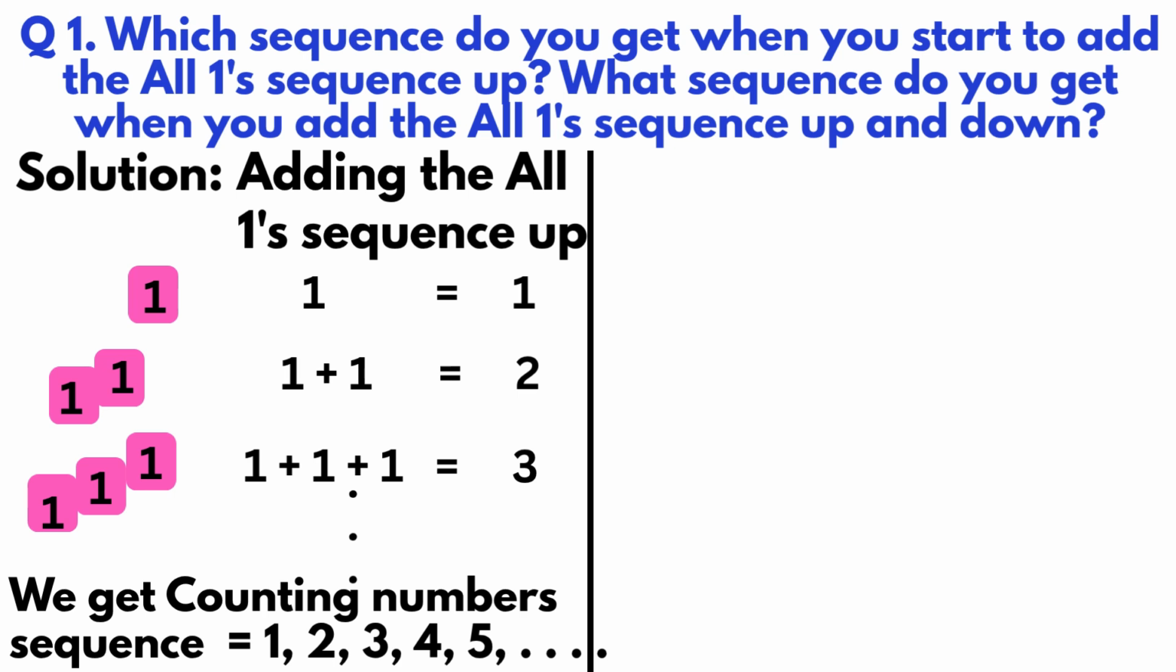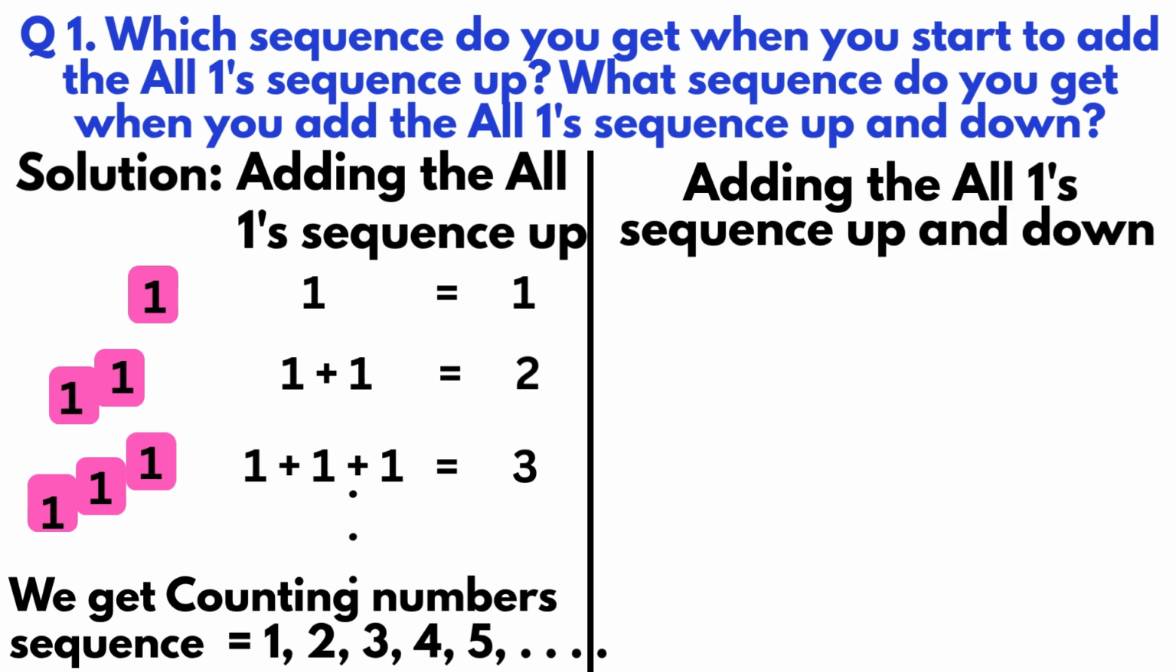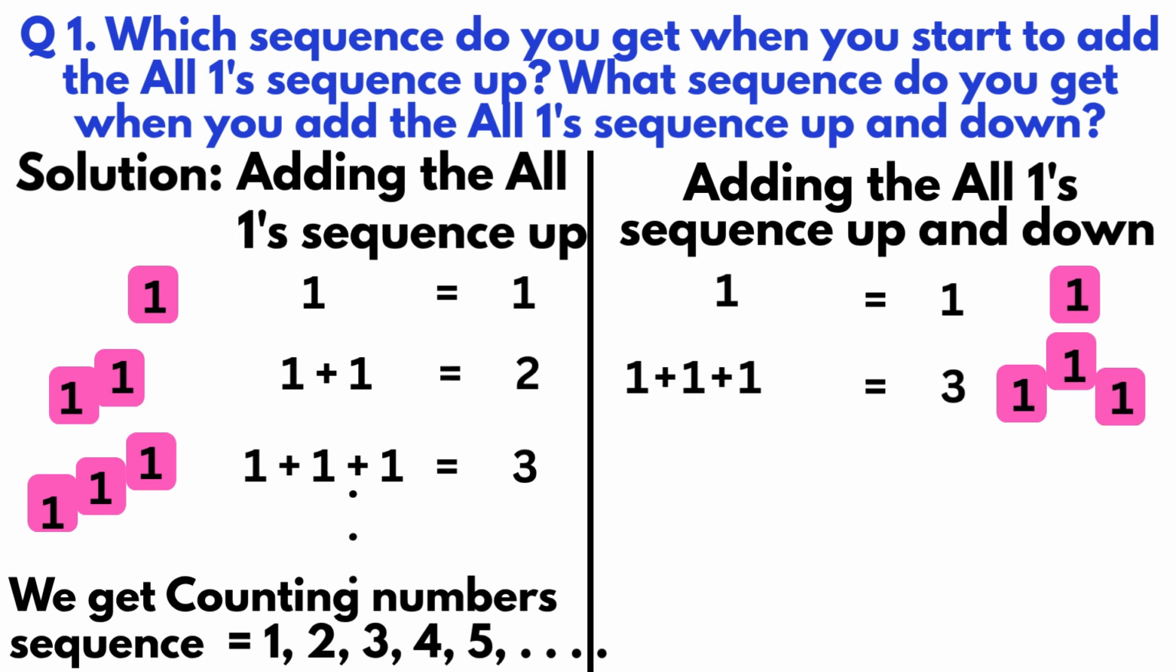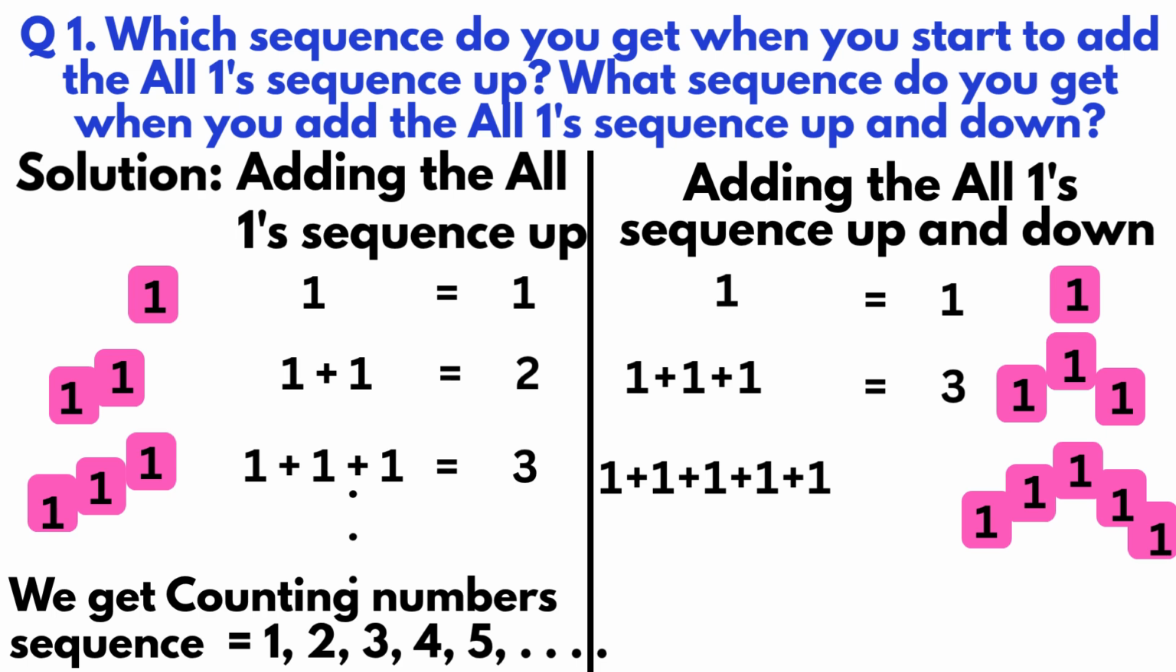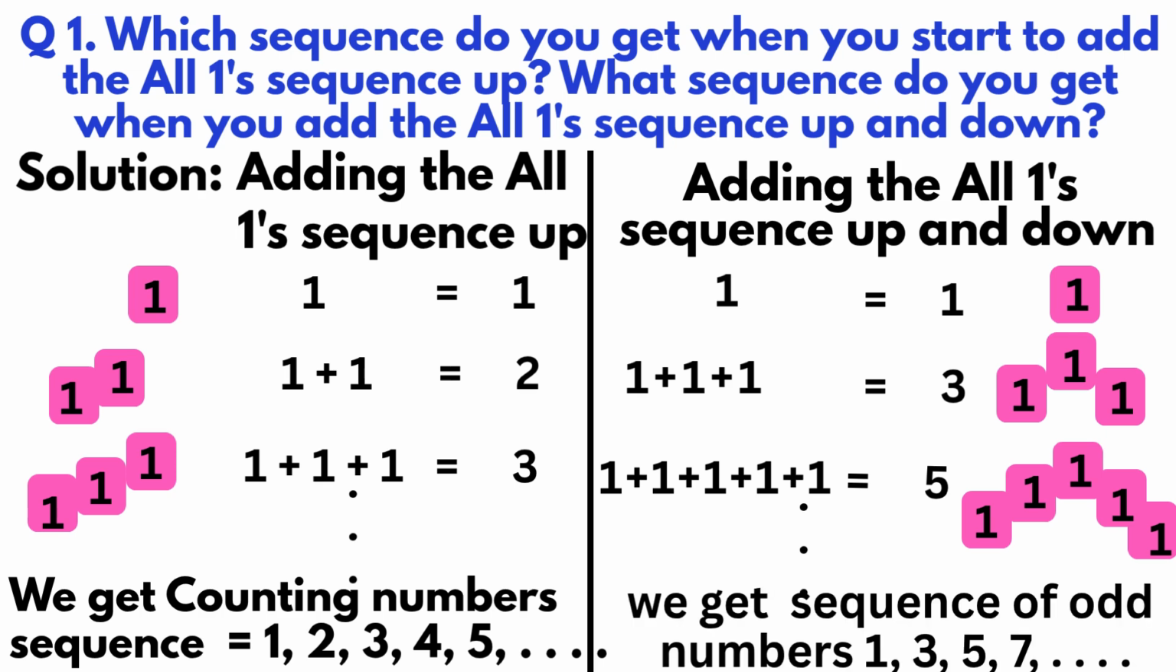The next is when we add the all ones sequence up and down, it starts with 1 equal to 1. When 1 is one step up and then one step down, then we get 1 plus 1 plus 1 equal to 3. When 1 is two steps up and then down, then we get 1 plus 1 plus 1 plus 1 plus 1 equal to 5, and so on. Thus, by adding the all ones sequence up and down, we get the sequence of odd numbers, that is 1, 3, 5, 7, etc.